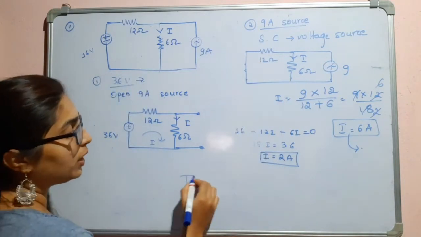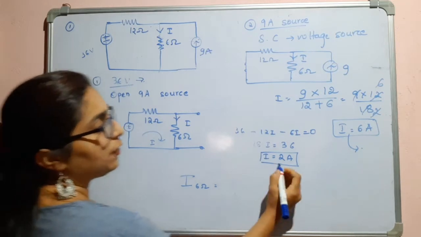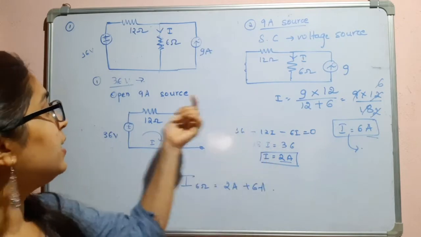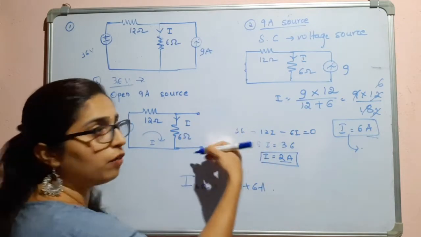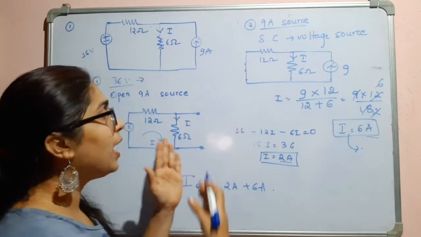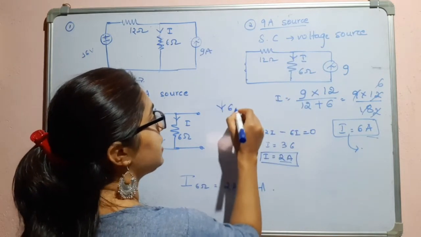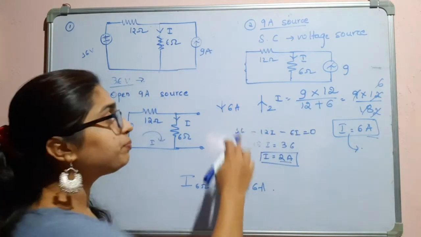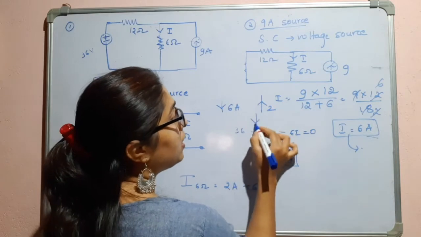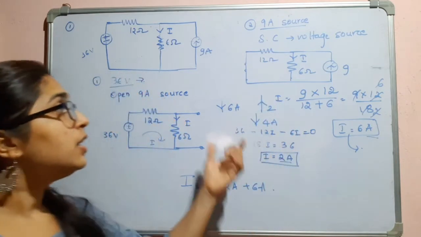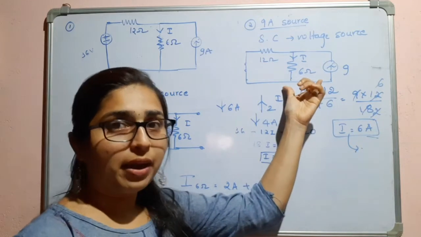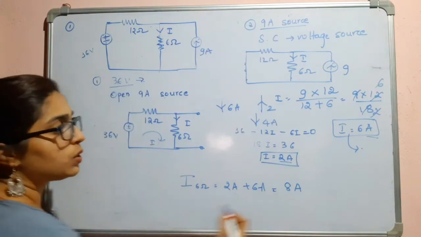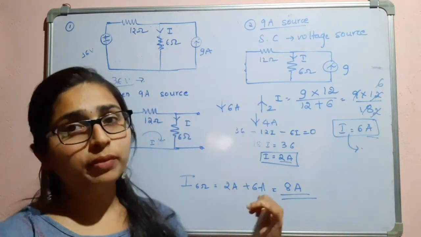So what will be your total current through this 6 ohm resistor? That will be 2 ampere plus 6 ampere. Why are we adding this? Because we can see here the direction of the current is downwards. Here also it is downwards. If we had opposite, like if we had a current like 6 ampere and then we have 2 ampere, you know that the resultant current will be 4 amperes, in this direction. Since both currents are in the same direction, we will take the sum of that, and that will be your 8 ampere. So this is the current flowing through the 6 ohm resistor.